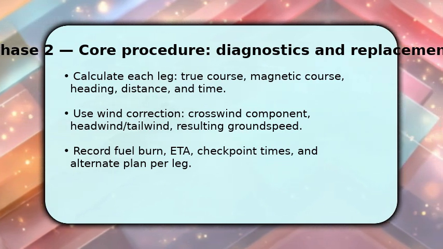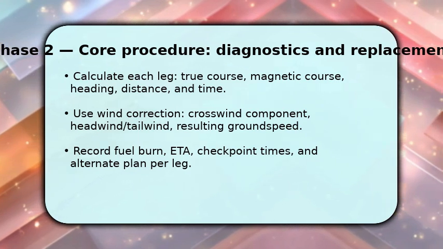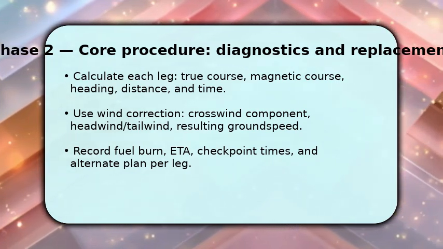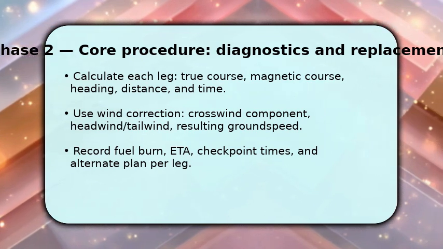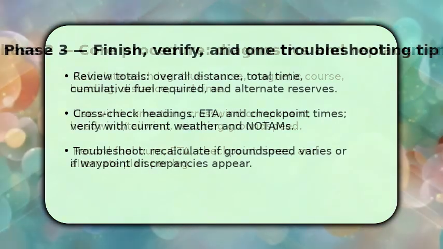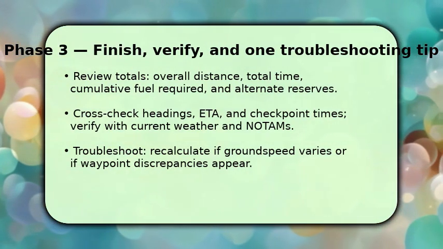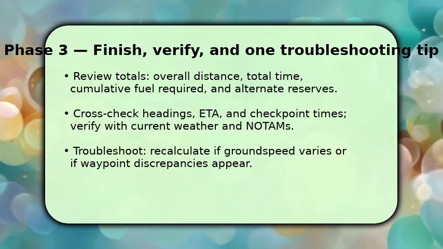Enter distance and compute time en route for each leg, then note fuel burn and ETA at each checkpoint. While you work, annotate any alternates. This prevents surprises if plan legs change. You finish by totaling distances, times, and required fuel, and then verify that cumulative numbers match your planned reserves.